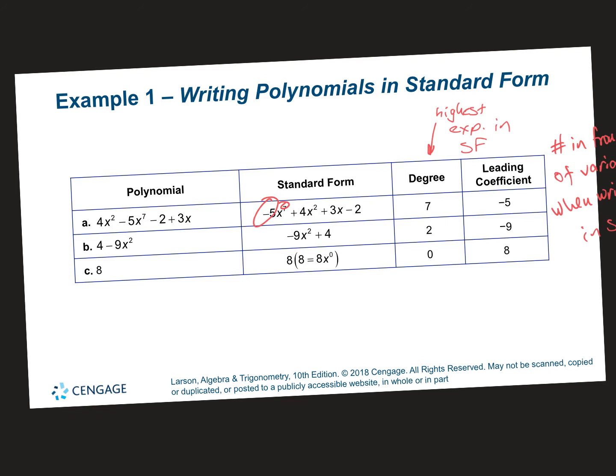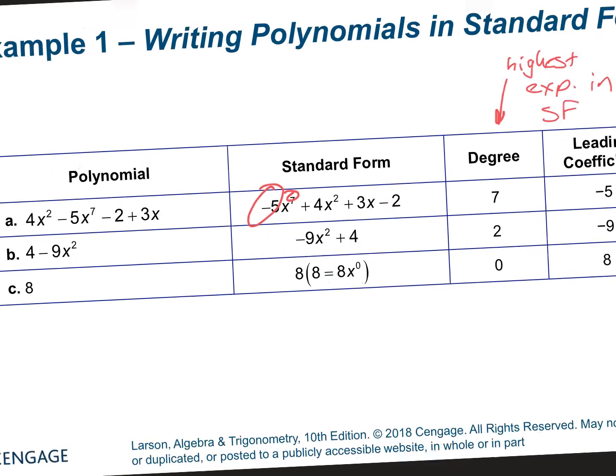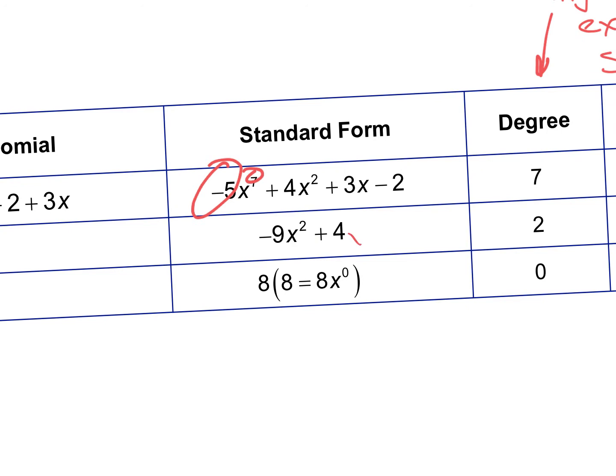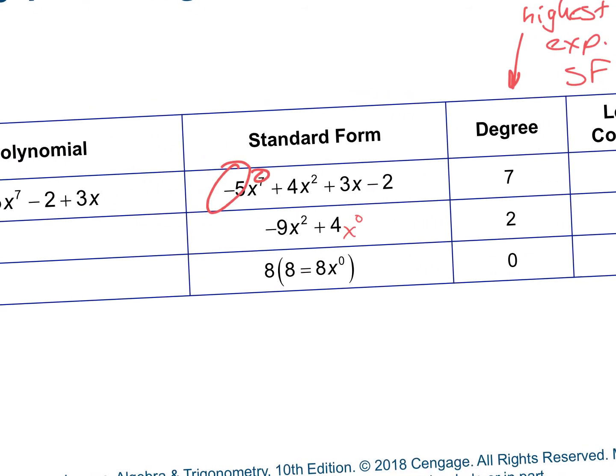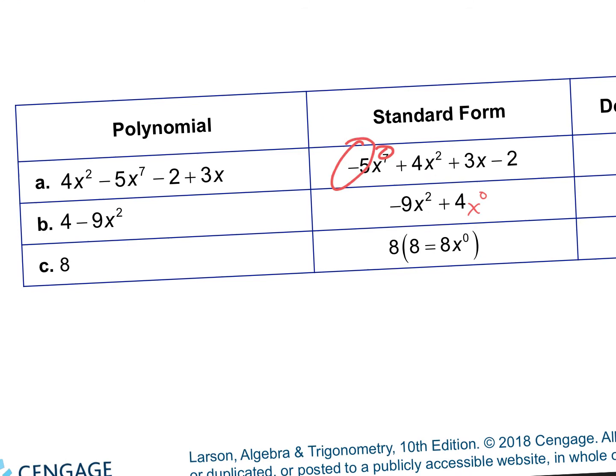So if you look at B, 4 minus 9x squared. Well, to write it in standard form, which exponent would come first? X to the 0 power or x to the second power? X to the second, good. So you have negative 9x squared plus 4. I said to the 0 power because you could also write this as x to the 0 power, because anything to the 0 power is 1. Good. So your degree here would be 2, and the leading coefficient is negative 9.